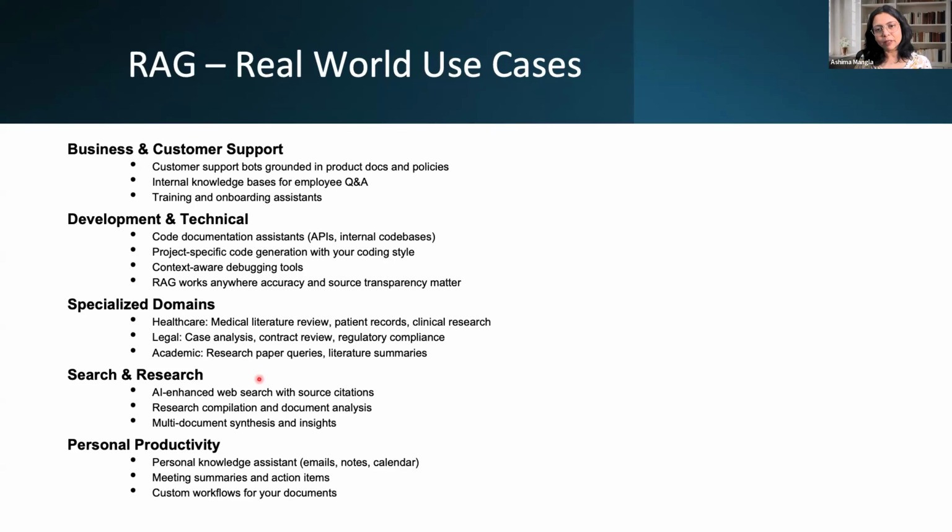Finally, on a more personal level, RAG acts as your personal productivity assistant, helping with notes, emails, meetings, things like that over your own documents. RAG works anywhere it provides accuracy, freshness, and source transparency. Wherever that matters, you can deploy a RAG, whether that's at enterprise scale or for individual productivity.